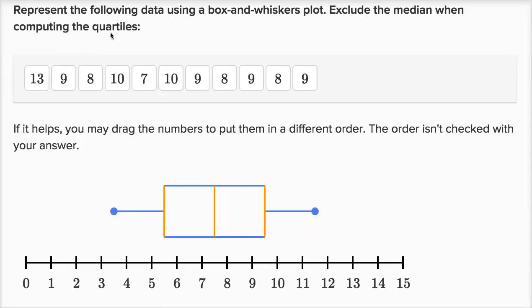Represent the following data using a box and whiskers plot. Exclude the median when computing the quartiles. All right, let's see if we can do this.